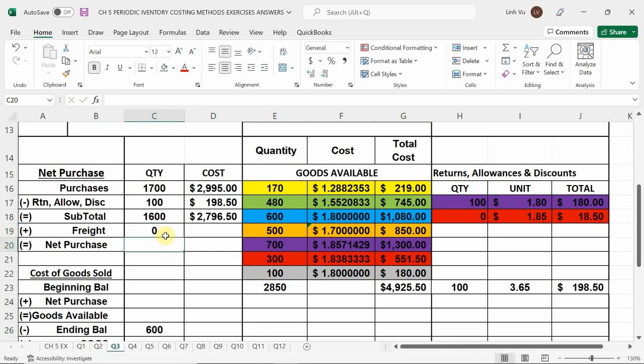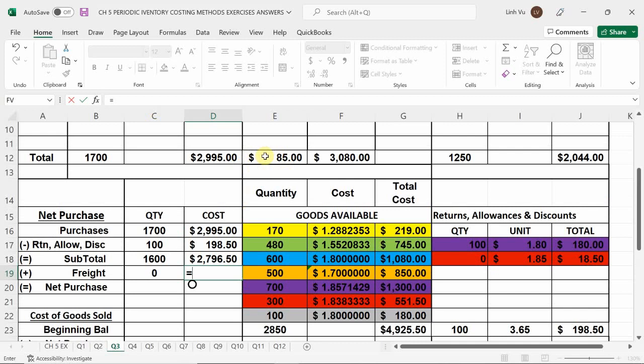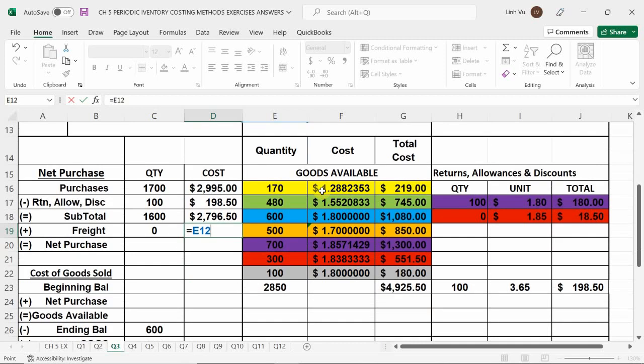Freight adds 0 to quantity, but it adds to the total cost. So I'm going to add my $85. And I'm going to get 1,600 units at a grand total cost of $2,881.50. Now that was just my net purchases. We're not anywhere close to my goods available yet.